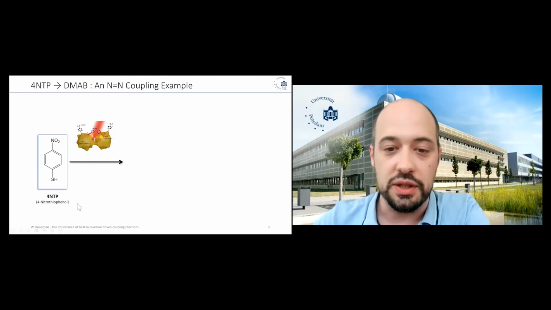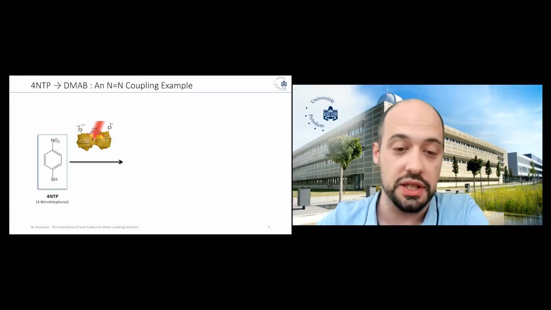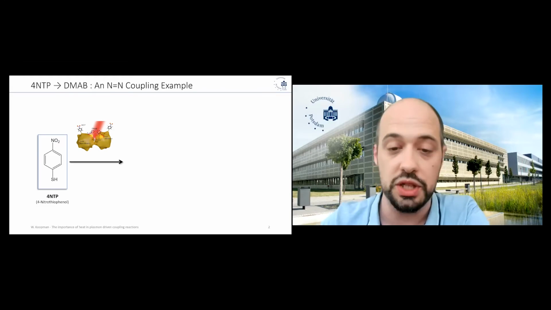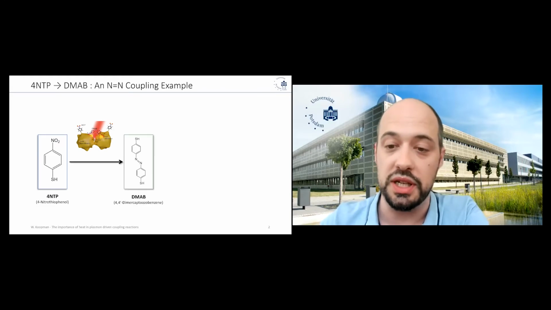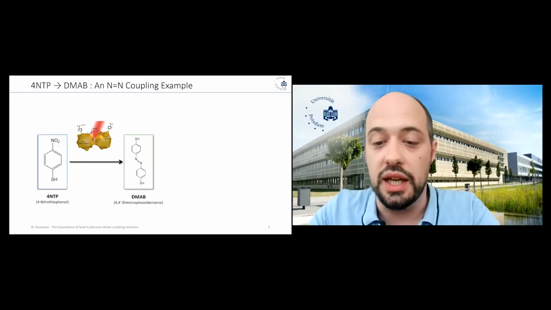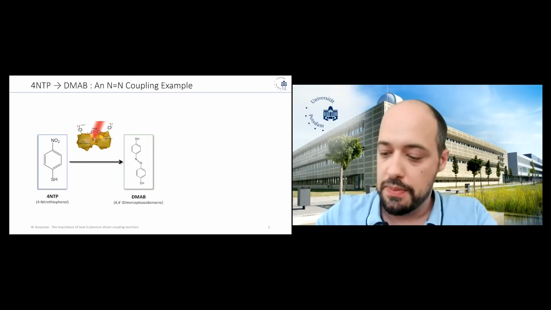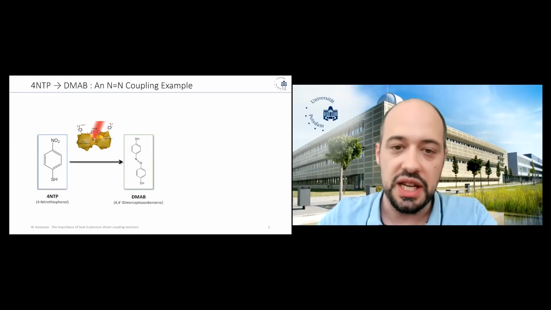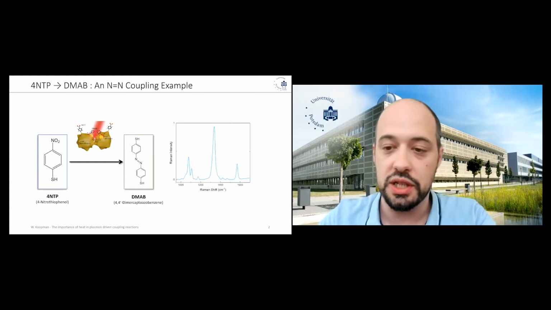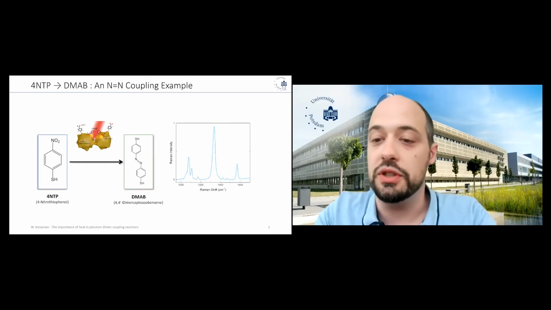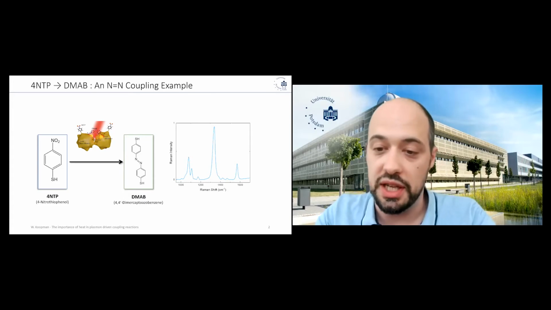Now, if you have this and you excite the particles by light, then two of these molecules start finding each other, start coupling to each other. They do a coupling reaction by forming an N=N bond, and then you get this kind of azobenzene compound, here dimercaptoazobenzene, very much known as DMAB. This is a fairly standard plasmon reaction, basically because it's easy to observe by surface-enhanced Raman scattering.